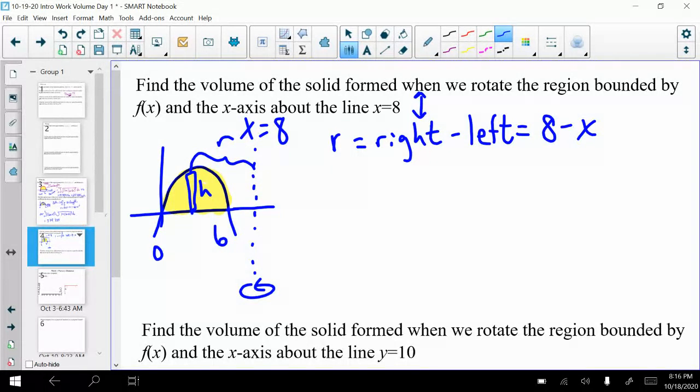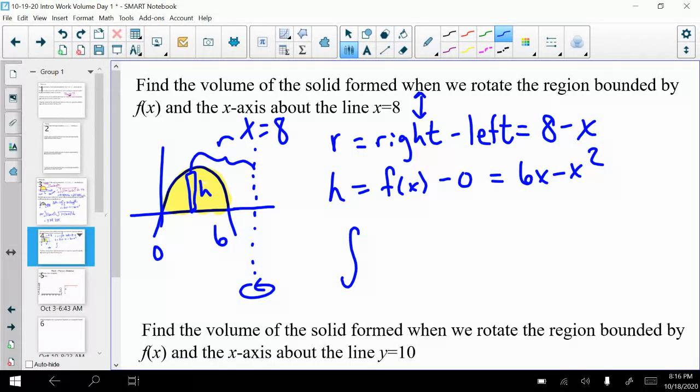So in this case, R is going to be 8 minus x, because wherever my little rectangle is, it's just at the x value. And then of course, h is just top minus bottom, which is just f of x minus 0, which is really 6x minus x squared. And then, for a shell, if we rotate this around, it makes a little tiny cylinder, is the word I'm looking for. So 2 pi r h from 0 to 6, (8 minus x) times (6x minus x squared).